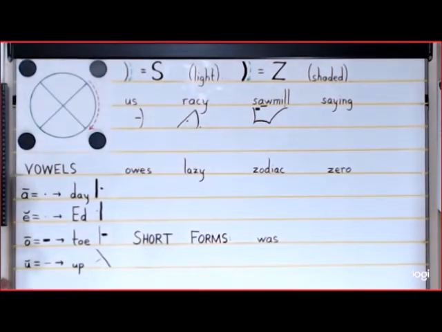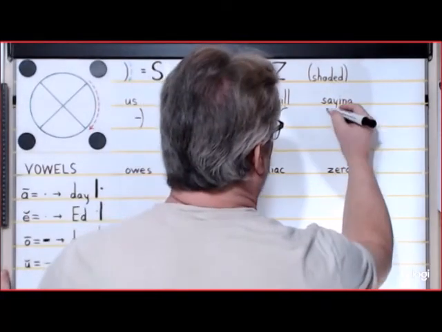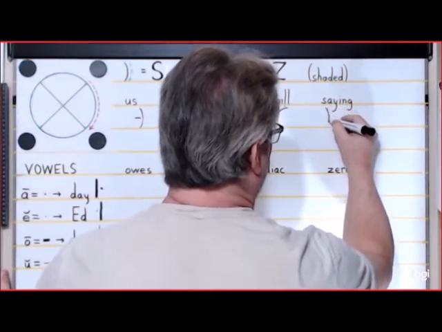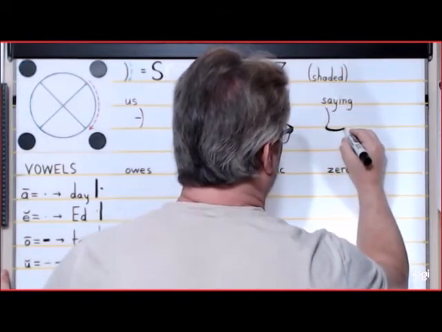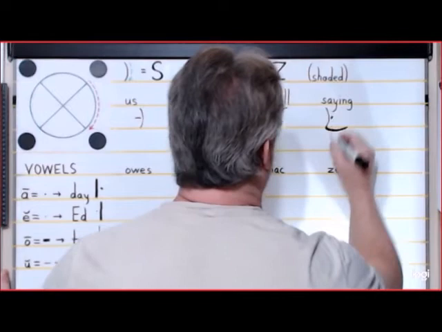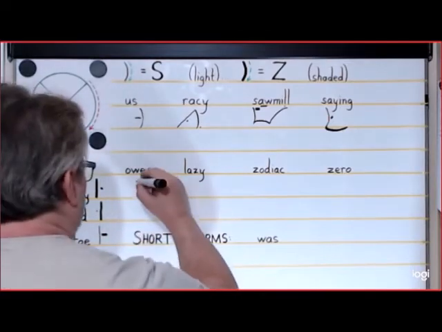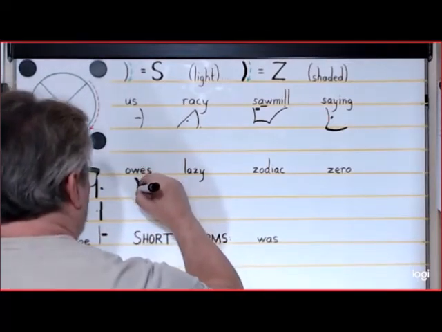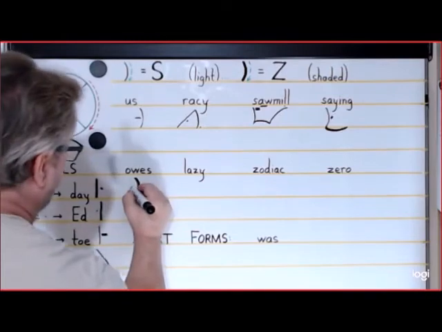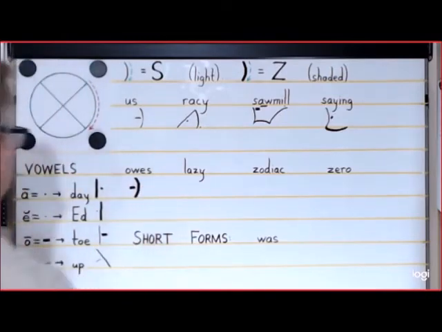For the word saying, this will be an S, then we'll have an NG stroke, and then a heavy dot here. For the word O's, we'll write the Z first, and then a heavy dash right in front of it.